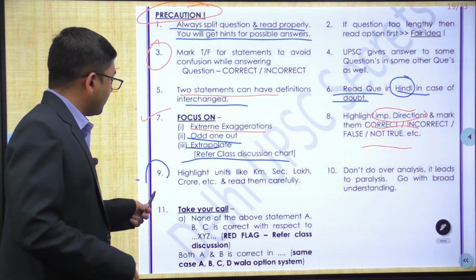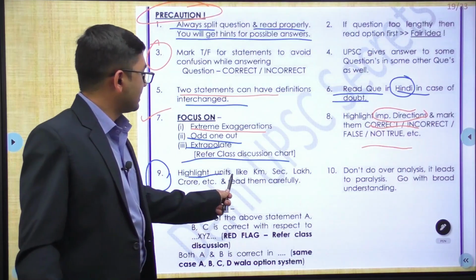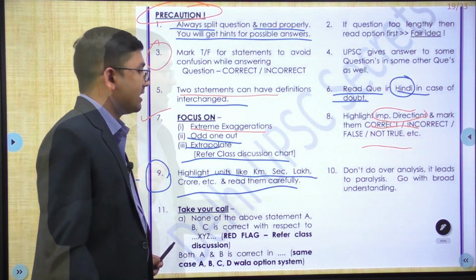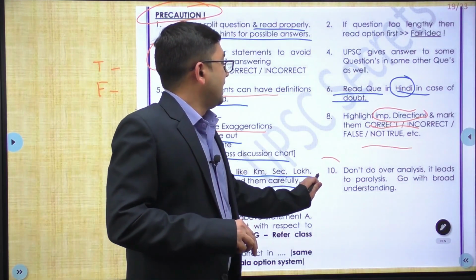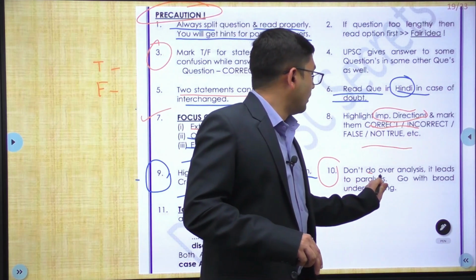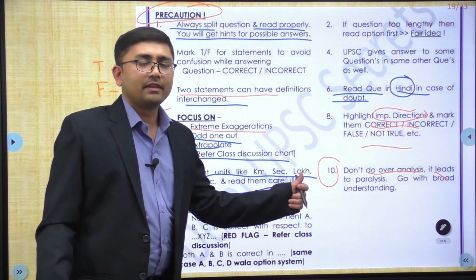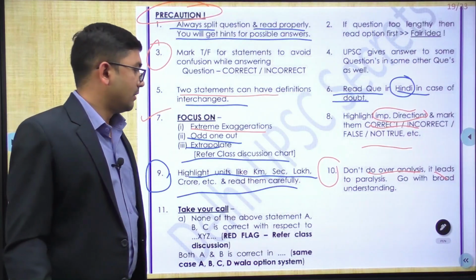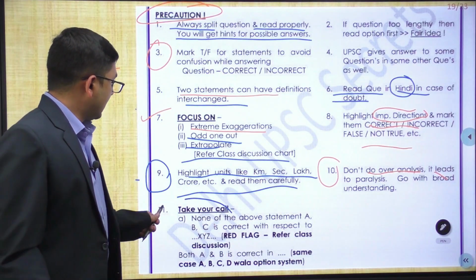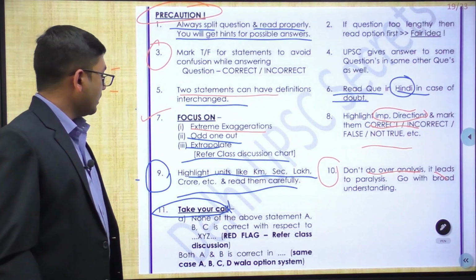Precaution number 9 says to highlight units like kilometer, second, lakh, crore, etc. Precaution number 10 says do not over-analyse. It leads to paralysis. Go with a broad understanding. Yes, we have talked about this. Then the precaution number 11.